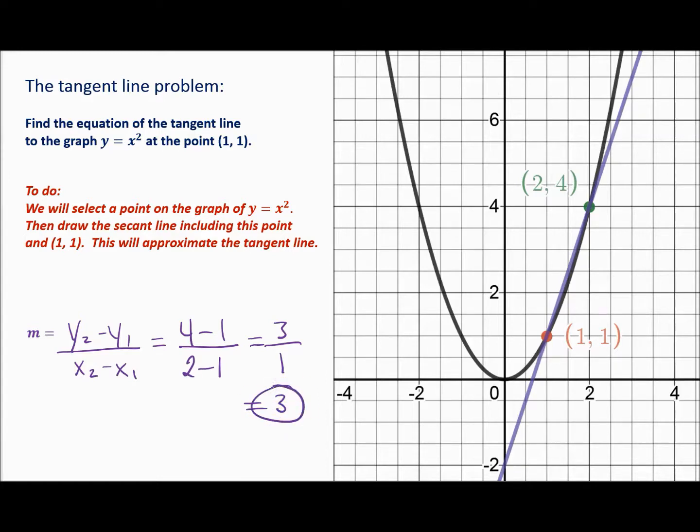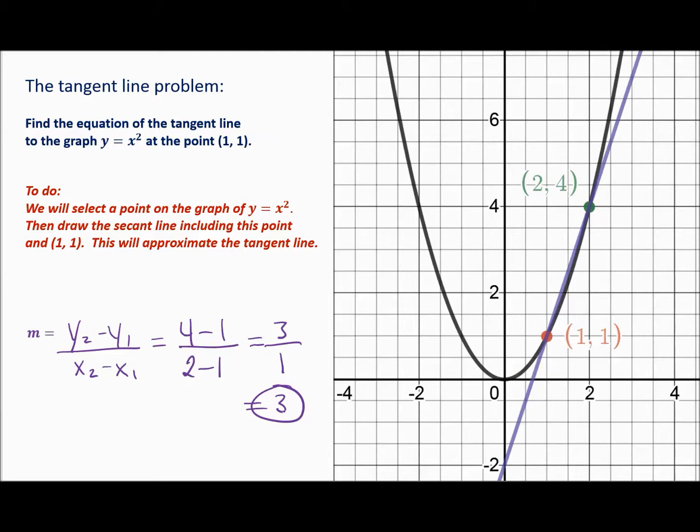Now, we could even find the equation of that line, but that line is not our line, right? But the slope of the tangent line is approximately 3. Would you guess that to be too big or too small? Remember, slope is how steep a line is. That line is steeper than our imagined tangent line, so my guess is that the slope of the tangent line is probably less than 3, but that's a pretty good approximation.